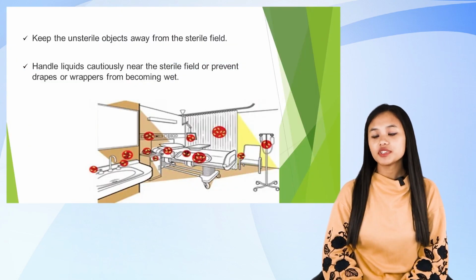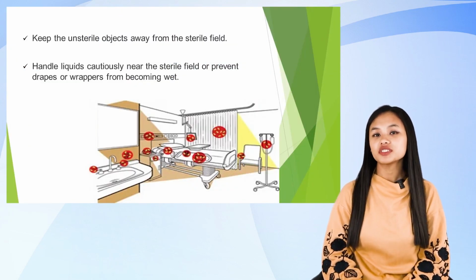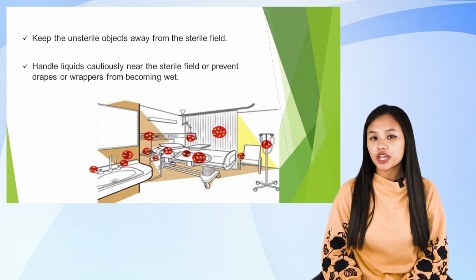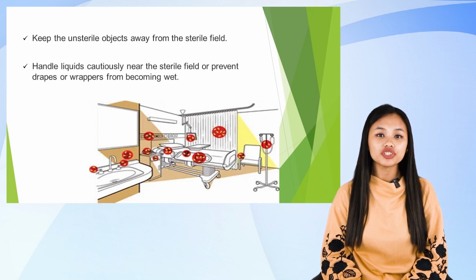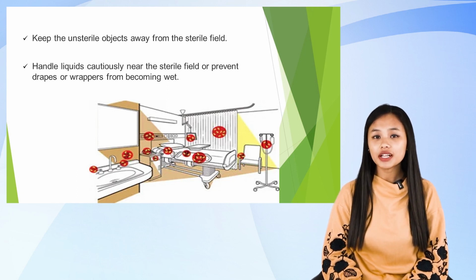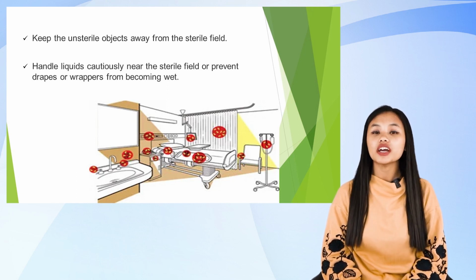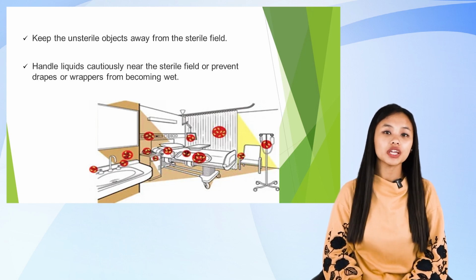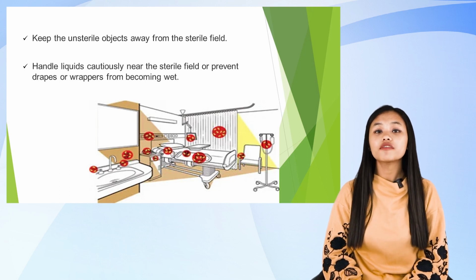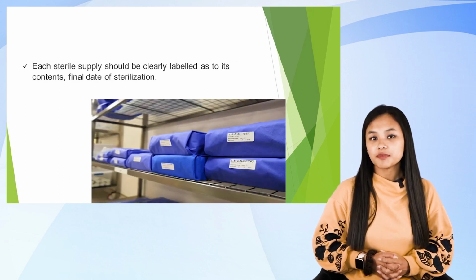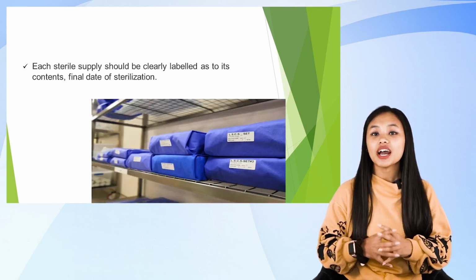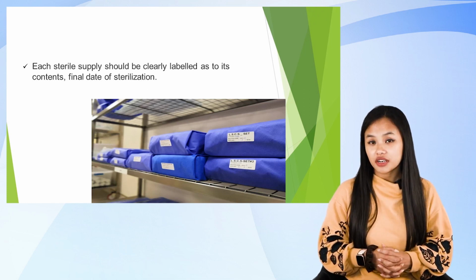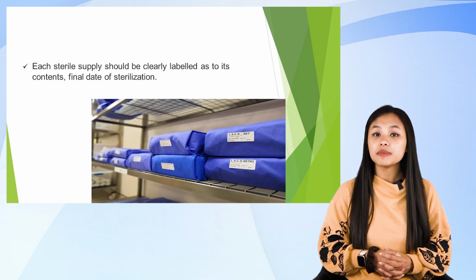We should also keep the unsterile objects away from the sterile objects as well as from the sterile field. We should also make sure that we handle liquid cautiously when we are near the sterile field, and we should also prevent the drapes as well as the cloth which will be covering these sterile instruments from becoming wet. Each sterile supply should also be clearly labeled as to its content, and the final date of the sterilization must be clearly mentioned.